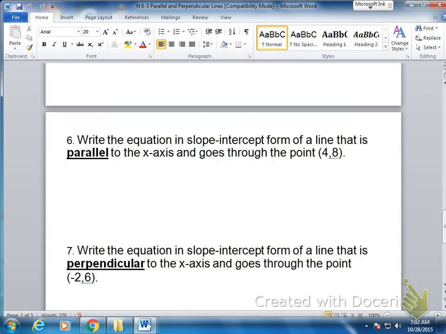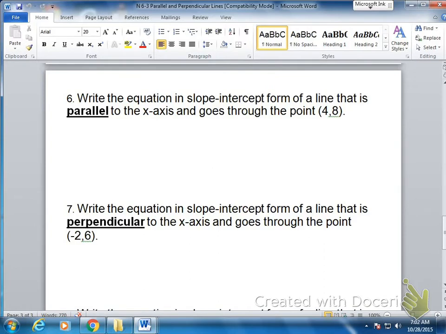Let's go down and let's do one of these two. These are actually not very tough problems. You just have to do some thinking. It says write an equation in slope-intercept form of a line that is parallel to the x-axis and goes through point (4, 8). Well, I'm going to draw myself a little xy axis here so I can remember which one's which.